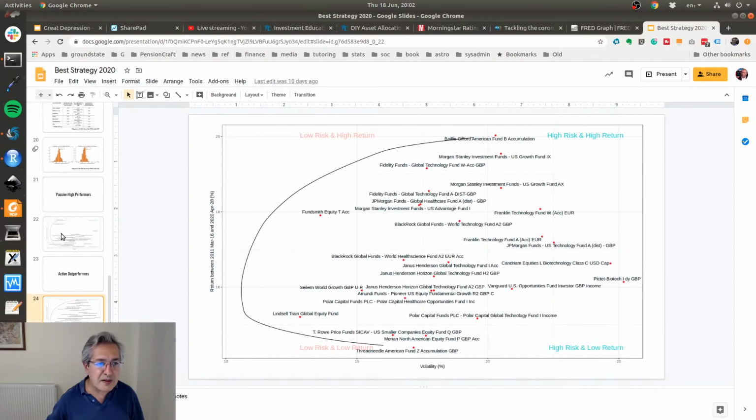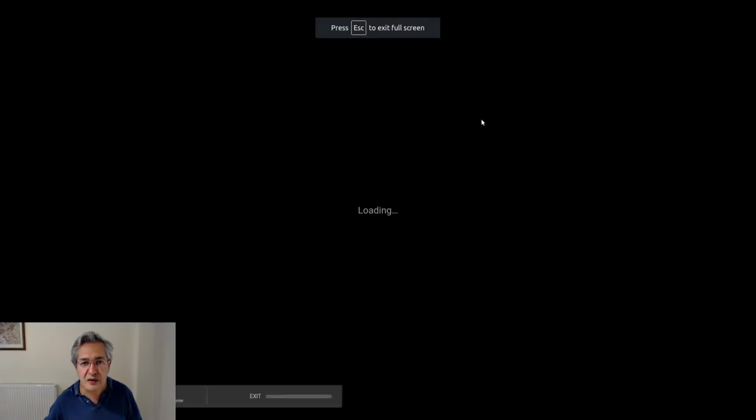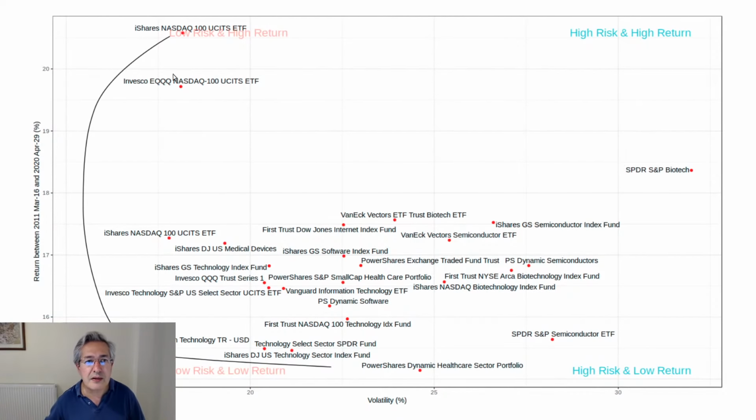Okay, so let's go to these charts. So what I did was I looked at passive performers, which were very good. What's really interesting is, I don't know if you can see this, but anything which tracked tech in the US has done extremely well. And if you track it in sterling, you did even better because sterling has weakened over the last decade. So this is returns from 2011 to 2020, over a period of almost 10 years. So these are fairly low risk, but very high return. And those really stand out.